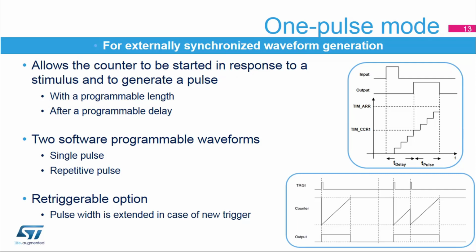The waveform can be programmed to have a single pulse generated by the trigger, or to have a continuous pulse train started by a single trigger. One pulse mode also offers a retriggerable option. In this case, a new trigger arriving before the end of the pulse will cause the counter to be reset and the pulse width to be extended accordingly.